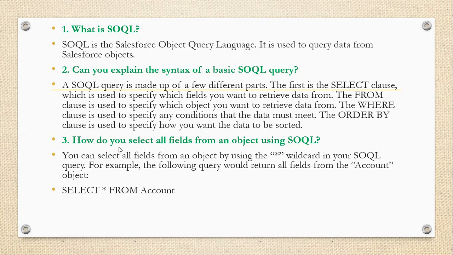Next question: how do you select all fields from an object using SQL? You can select all fields from an object by using the wildcard in your SQL query. For example, the following query would return all fields from the account object. Select * from account.